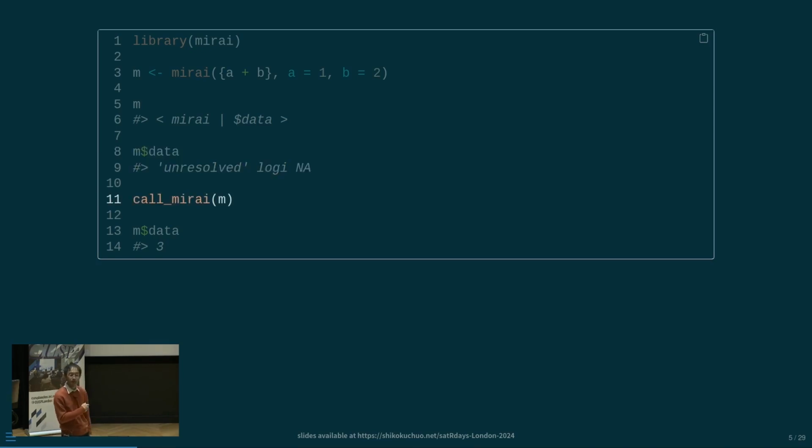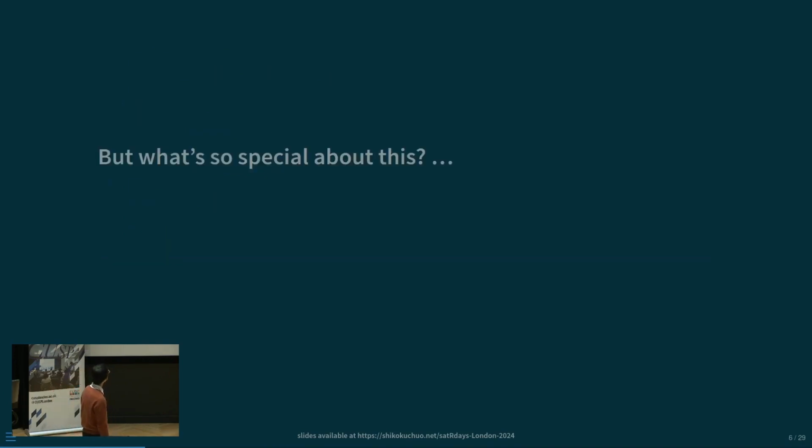At this point, your R session is not blocked, so you can do whatever else needs to be done. And then when you actually need the result of the computation, you just do call_mirai on m, and that waits for it to complete if it hasn't already finished. And then if you want the data again, you get the answer, which in our case is simply 3.